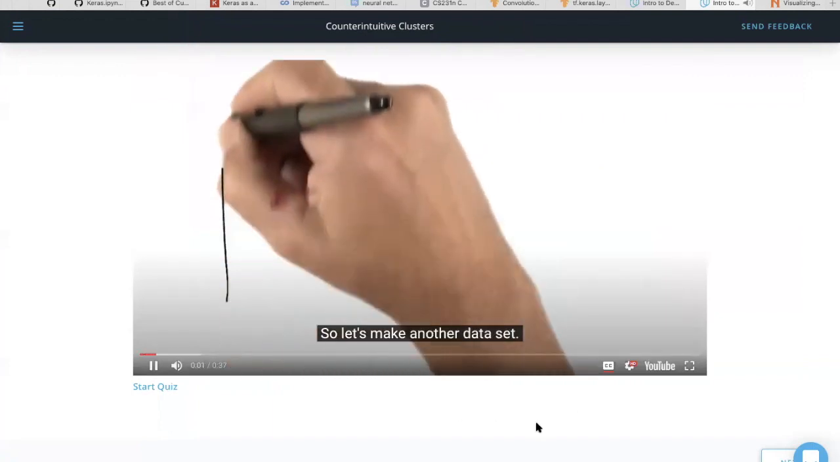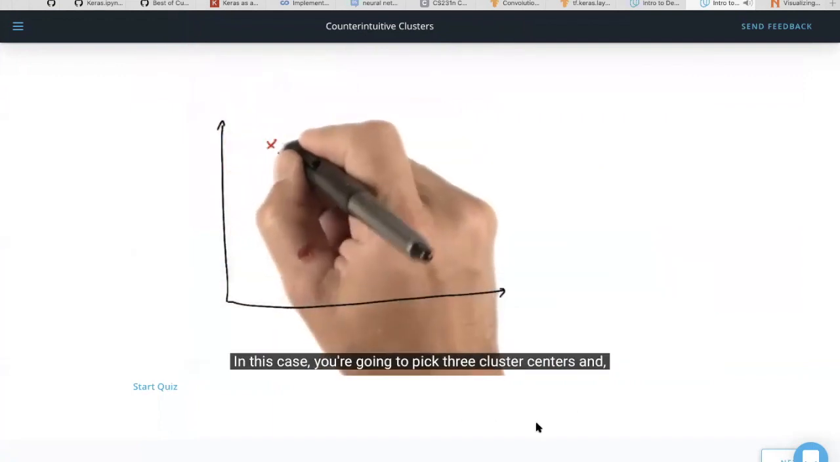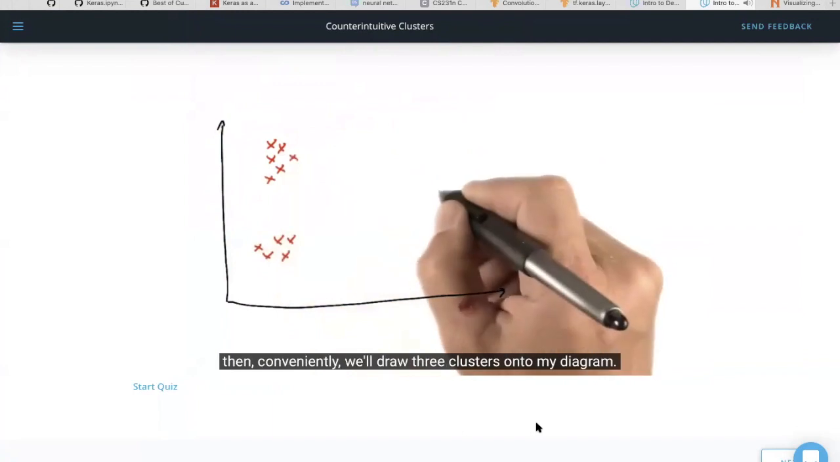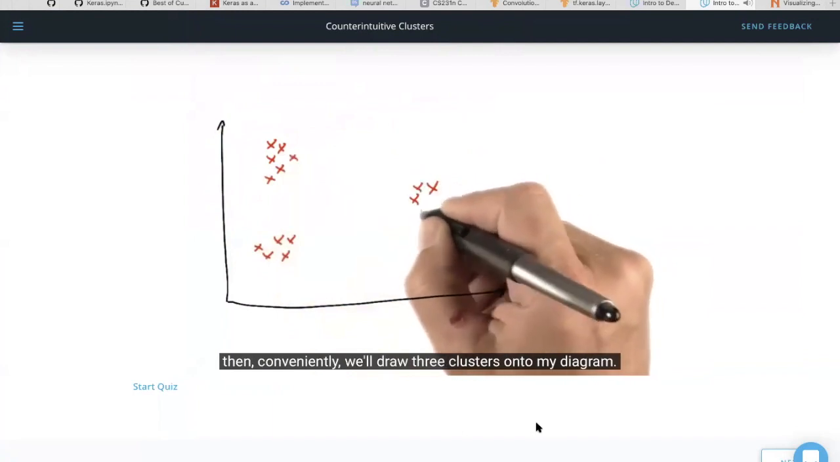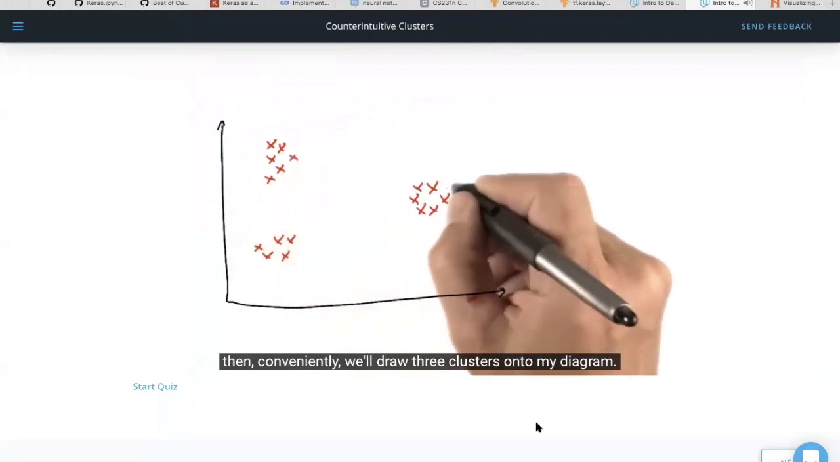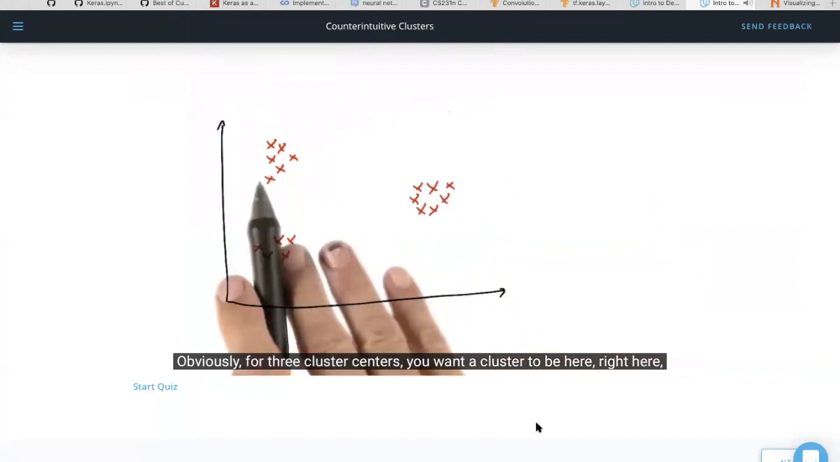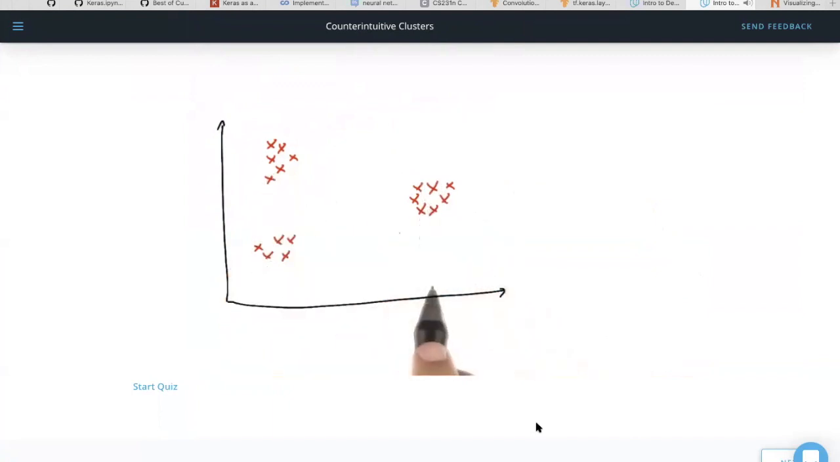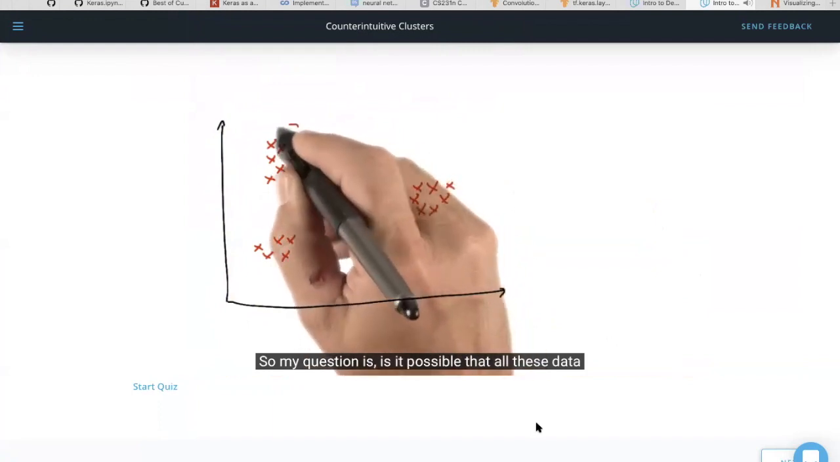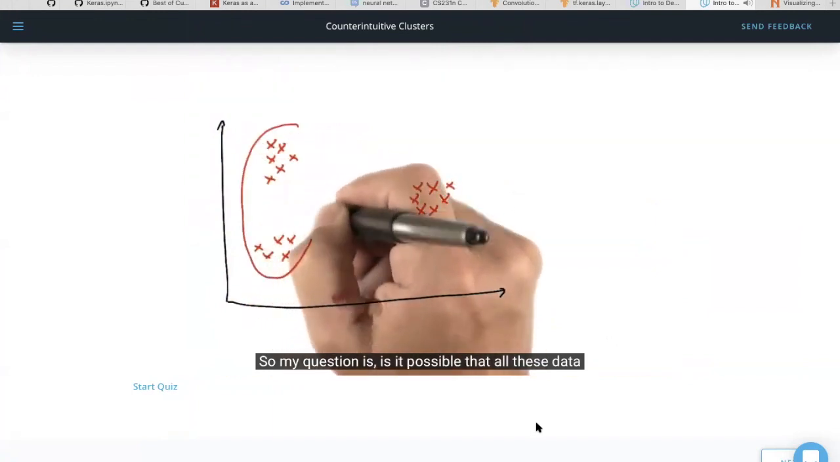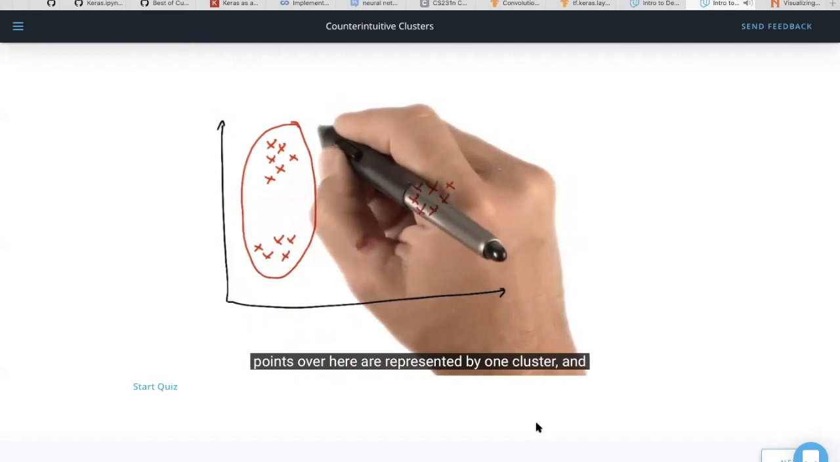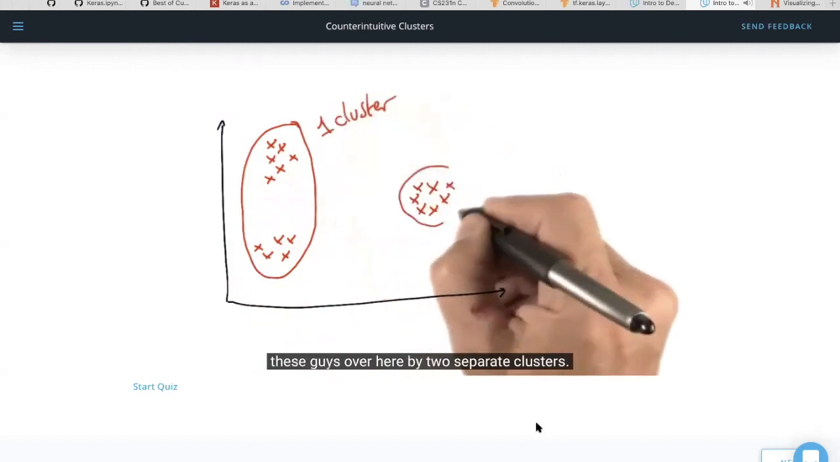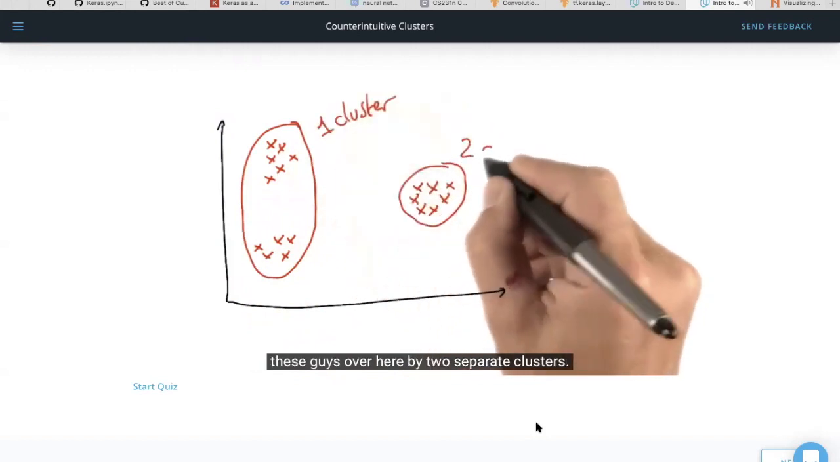So let's make another data set. In this case, you're going to pick 3 cluster centers, and then conveniently we'll draw 3 clusters onto my diagram. Obviously, for 3 cluster centers, you want a cluster to be here, and right over here. So my question is, is it possible that all these data points over here are represented by one cluster, and these guys over here by 2 separate clusters?